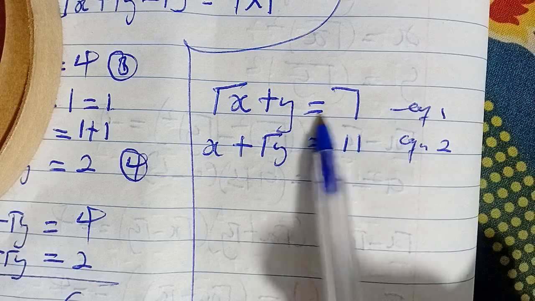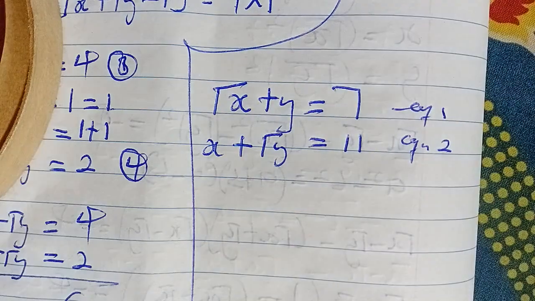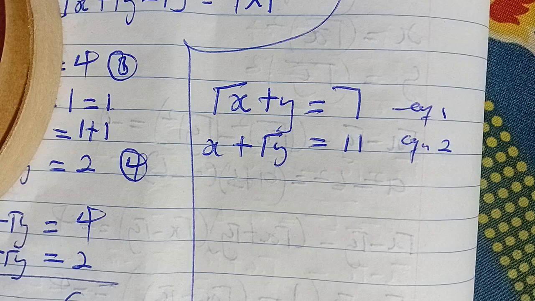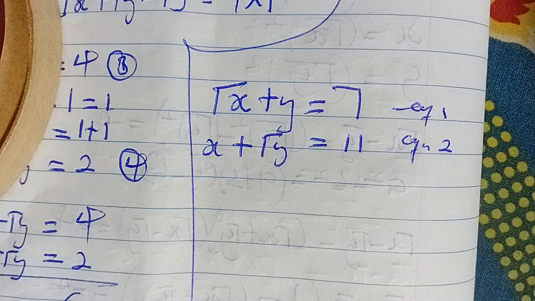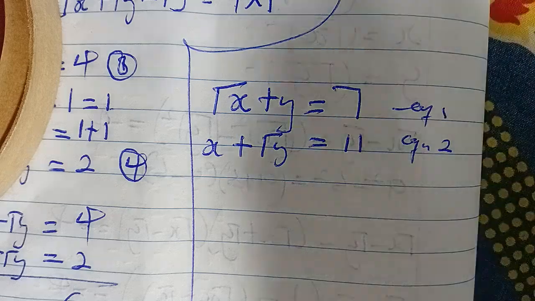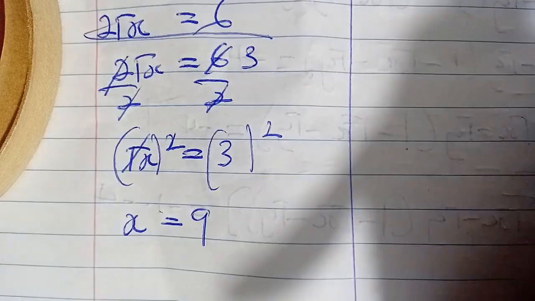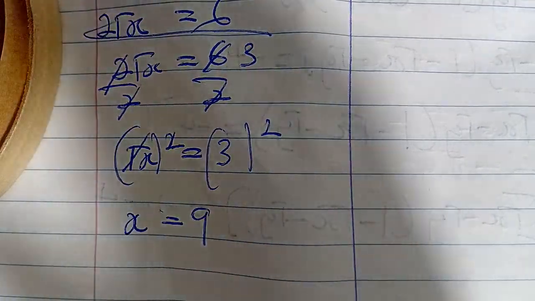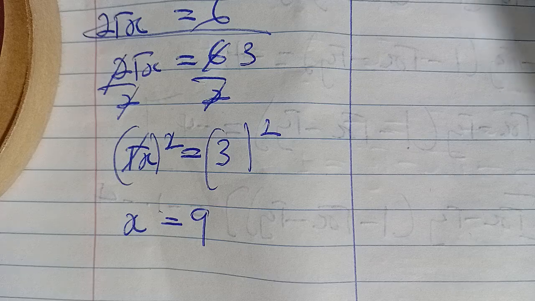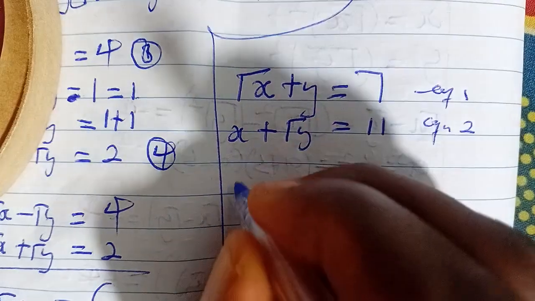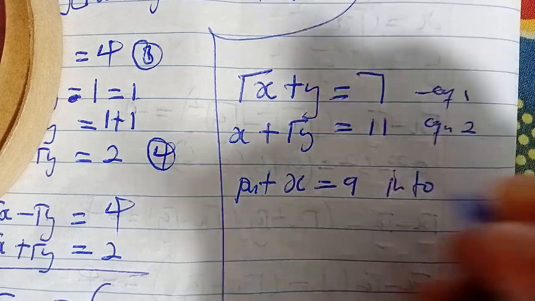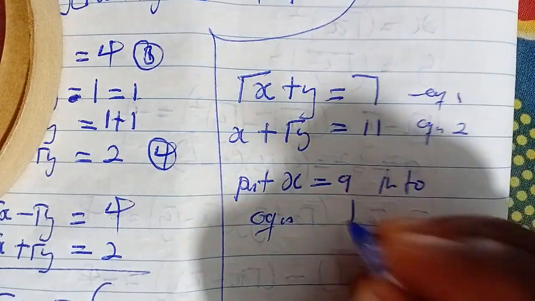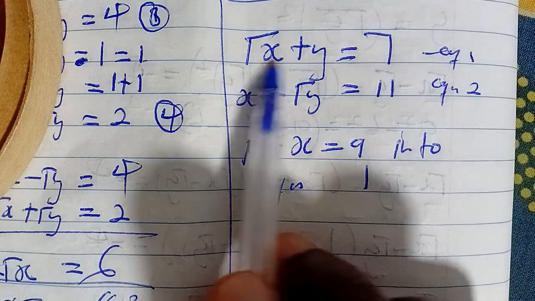Alright, so I have rewritten equation 1 here. Equation 1 is the main equation, the question itself. So this is equation 1 and equation 2. I wrote this at the beginning of the process. Now we have already solved and we have x as 9. So we can put the value of x, which is 9, in either equation 1 or 2. So put x is equal to 9 into equation 1. Okay, so this is equation 1.